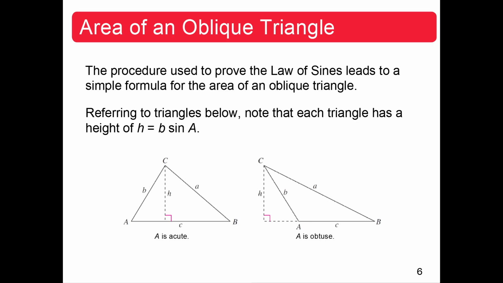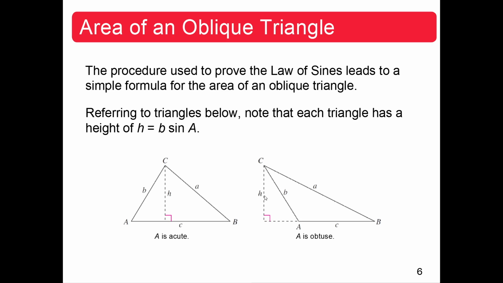In this case, with each of the two triangles that you see here, whether they're acute or obtuse, the measurement of our altitude, our height here, is given by the same expression. It's b times the sine of A. So in this case, it doesn't matter whether we're dealing with A as an acute or an obtuse angle.